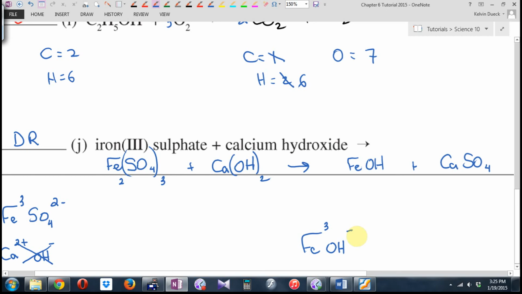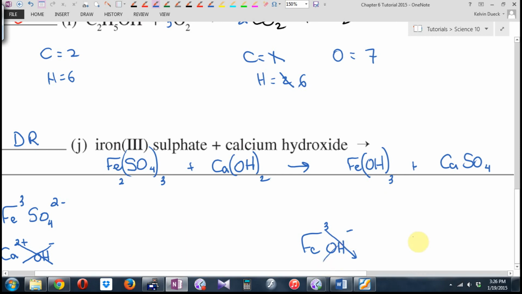When I crisscross, you asked, when do I have to use the brackets? How many OHs am I going to need? 3 OHs. That's when you use the brackets. And 1 iron. Am I going to put a 1?